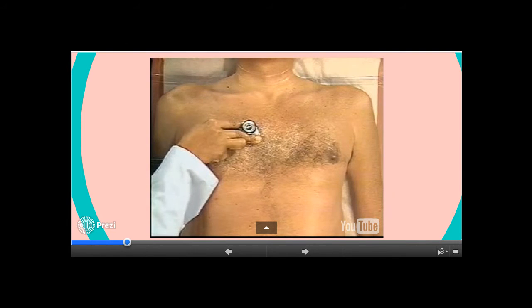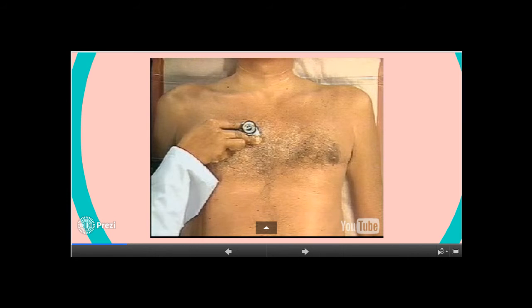Begin listening at the right second interspace close to the sternum. Note the cardiac rate and rhythm. Identify the first and second heart sounds and listen for extra heart sounds and murmurs. Please breathe deeper than normal.